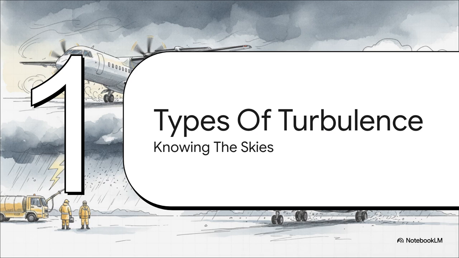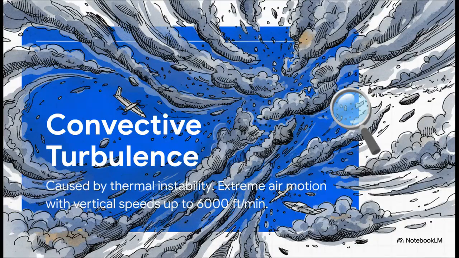All right, moving right along to Section 2, Defining Types of Turbulence. Basically, knowing the skies. So, let's transition from that snowy tarmac up into the air. Turbulence is basically this disturbed, irregular flow of air packed with whirls, eddies, and waves that just subjects our Q400 to random, unpredictable motions.